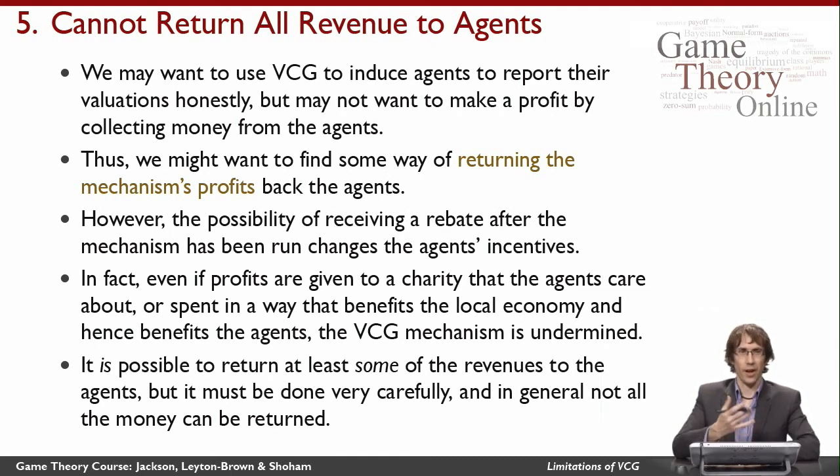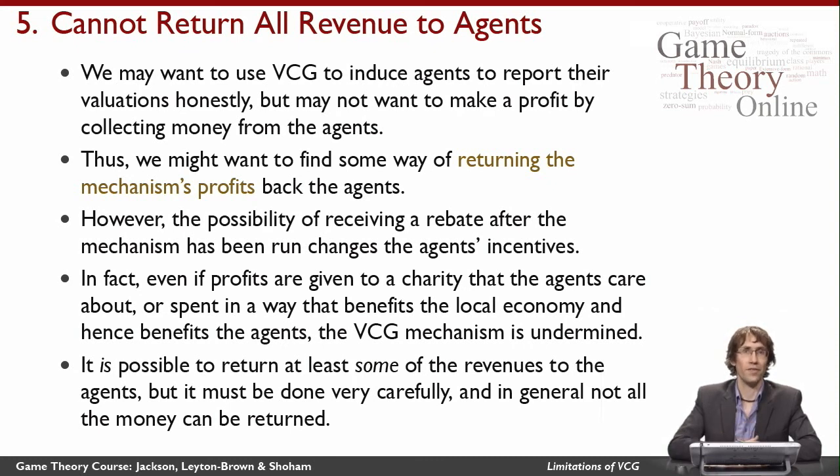So kind of formally, what I have to do is burn the money. I have to take the money and just kind of destroy it in a way that has no consequences for the agents so that I don't give them the wrong incentives. Now, I should give you a caveat. It actually is possible to return some of the revenues to the agents, but it's very tricky to do this. And in general, what's not possible is to return all of the money. So there are ways of returning some fraction of the money, which is discussed in the literature, but in general, it's not possible to just hand back all the money to the agents.